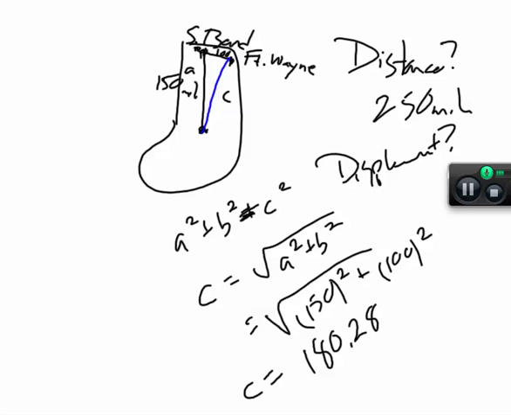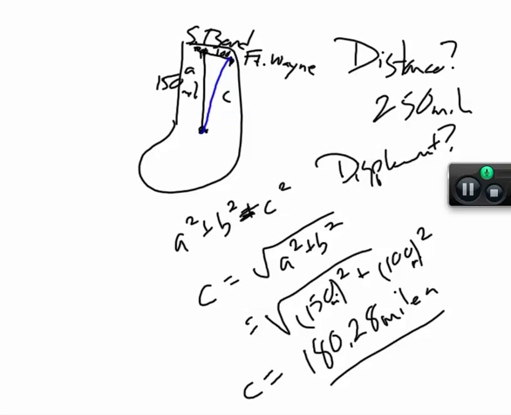We rounded to significant figures, of course. And of course, we couldn't forget our units. So that's miles squared plus miles squared, but the square root of miles squared is miles. So our displacement is 180.28 miles, let's say. We're not going to worry about stick figures on this particular problem since I said it was just 100 miles.